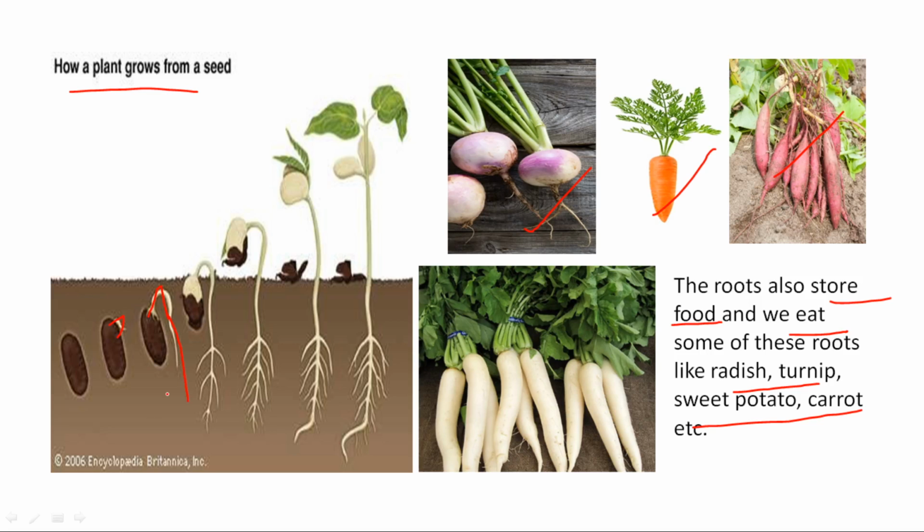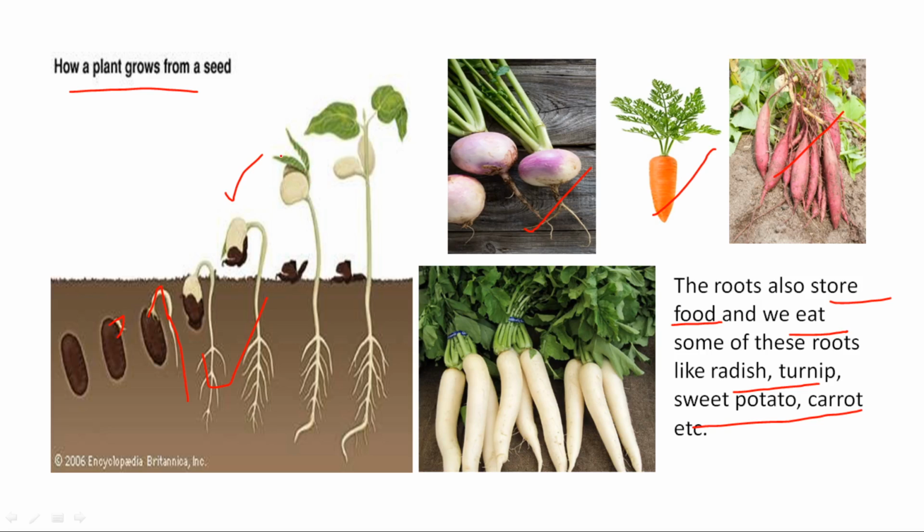So from the seed, first what is formed? First the root is formed. Root formation. Then from the seed it will go above the ground, it will burst, and the cover of the seed will come out and the first leaves will grow.